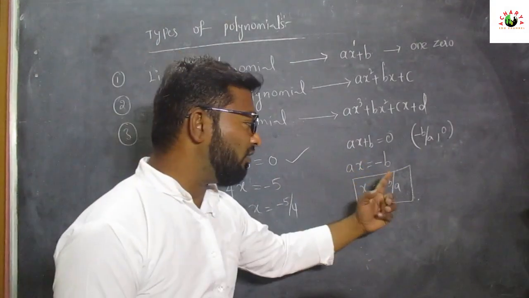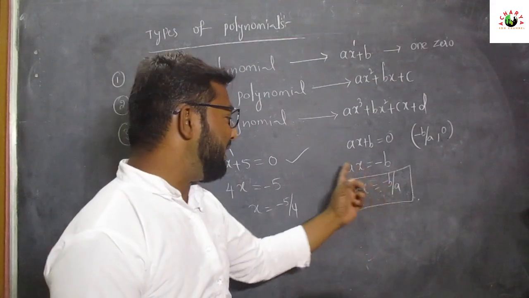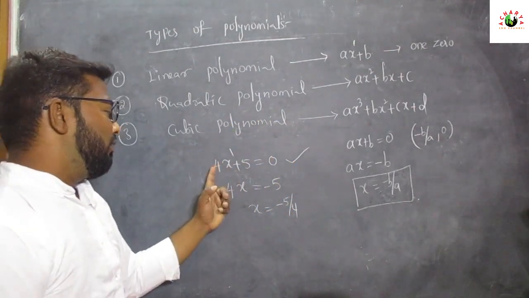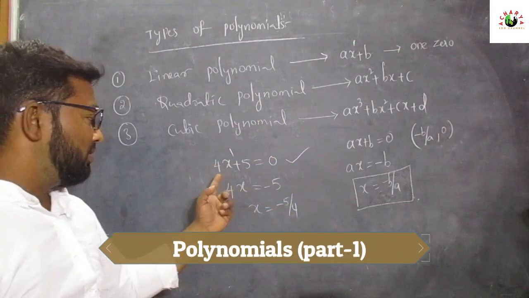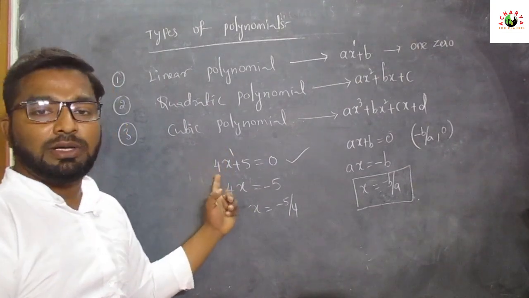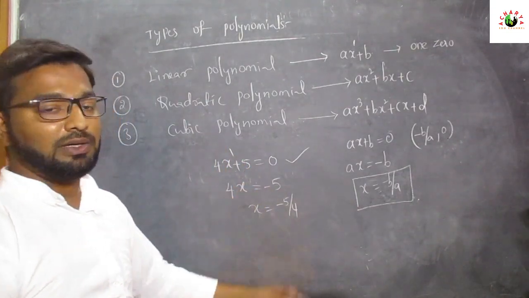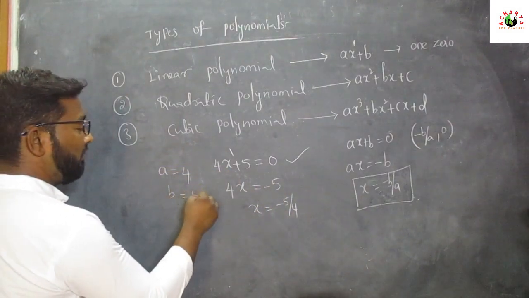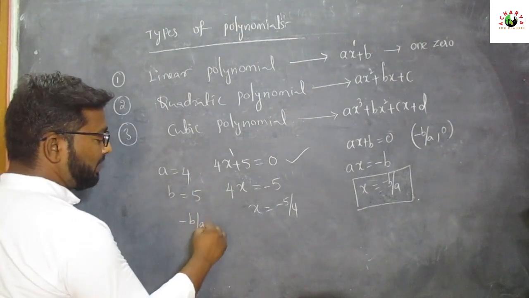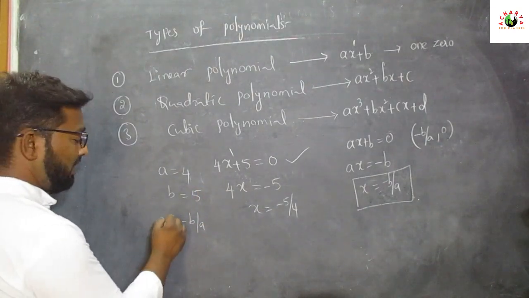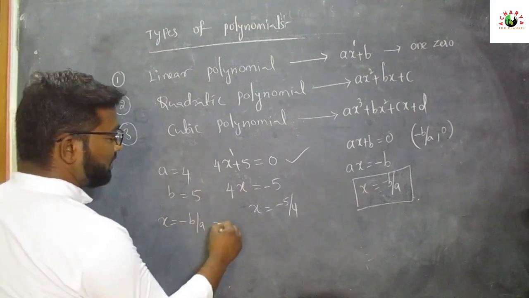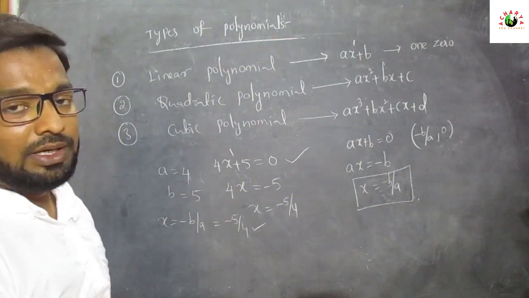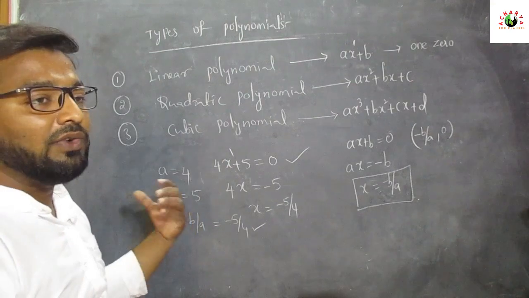Now what is the value of b and what is the value of a? In a linear polynomial, this is the ax plus b form. The coefficient of x is a and b is the constant term. So in this polynomial, the value of a is 4 and the value of b is 5. The formula is x equal to minus b by a, so that is equal to minus 5 by 4. Understand? What is the zero of a linear polynomial?